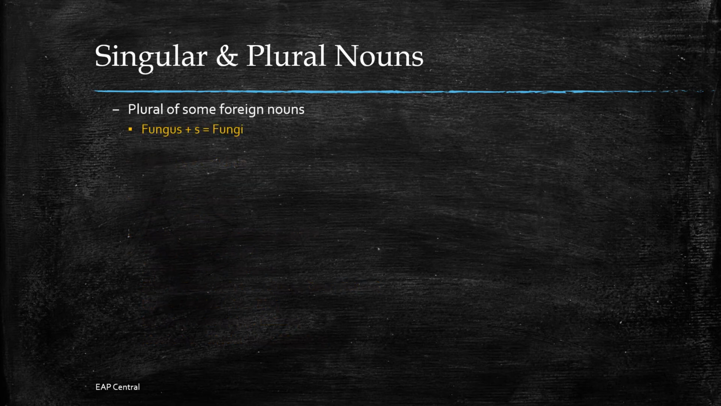Some words which come from foreign languages have special plurals. For example, the plural form of fungus, which is a singular word derived from Latin, is fungi. You must also memorize and retain the plurals of these words because there are no common rules for them.